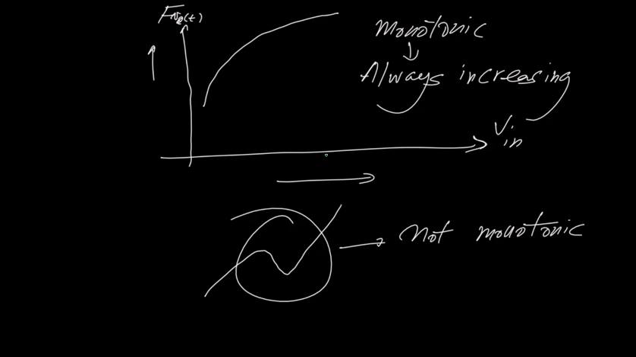Monotonic simply means always increasing or always decreasing. Whereas this one here, there's an increase, a decrease, and then an increase again. So this is not monotonic. Okay, so this is it for the VCO. All right, now we're going to take a look at a circuit called a phase detector.